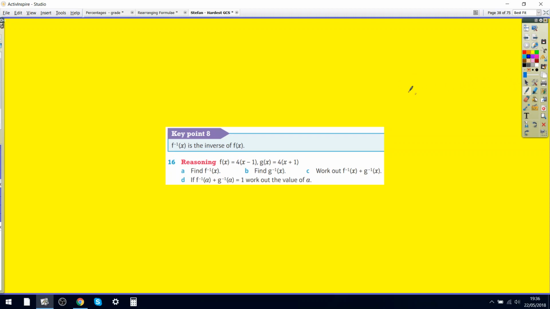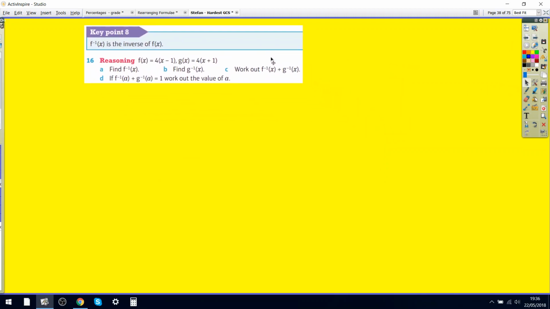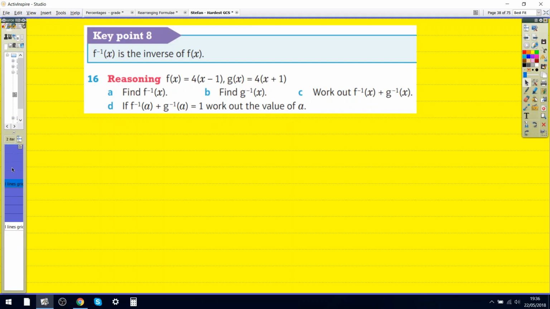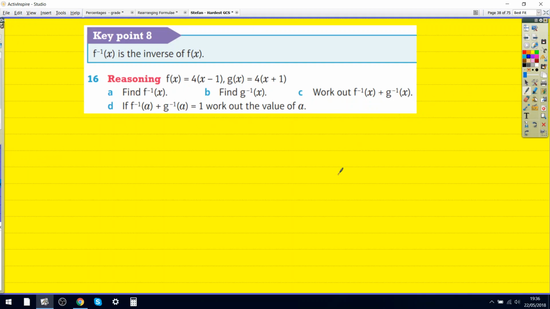G inverse, F inverse. How would you do D? Letter D. So F to the minus 1 of A equals. So F to the minus 1 of x, first of all, is just. So I'll write that down.